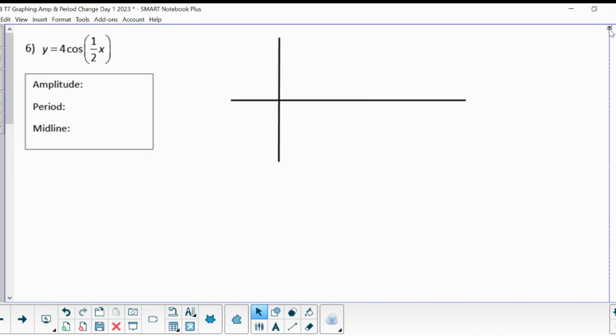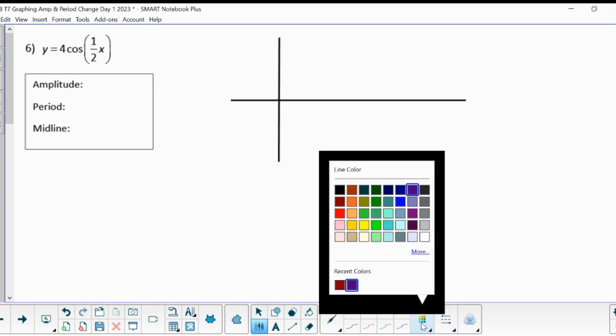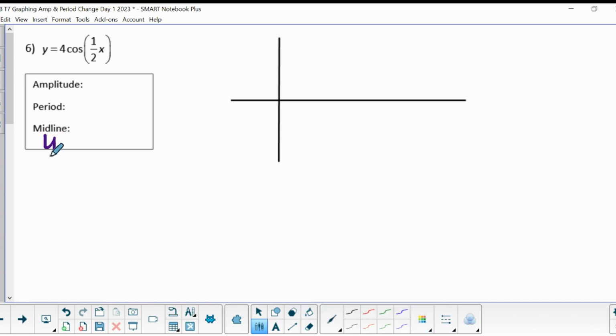So this one is a cosine that has both a change in the period as well as a change in the amplitude. Midline, still 0. Amplitude, 4. So I'm not even going to worry about having 4 markings. I'm just going to mark a spot that I'm going to call 4 and I'm going to call -4.